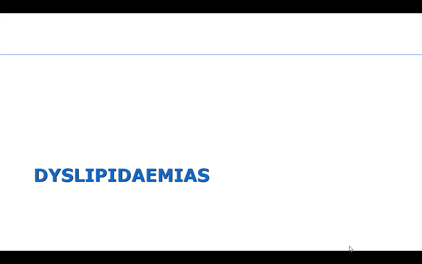Let's look at some examples of dyslipidemias, diseases where there is an imbalance of lipids or lipoproteins. As we have seen, there are many types of lipoproteins, so there needs to be a balance in the body. If there is imbalance, it can lead to dyslipidemias.